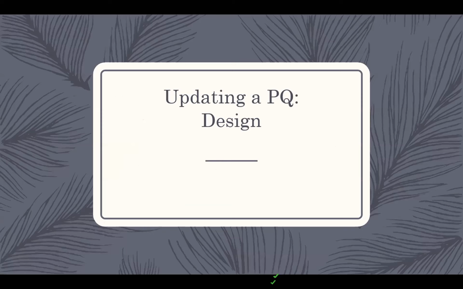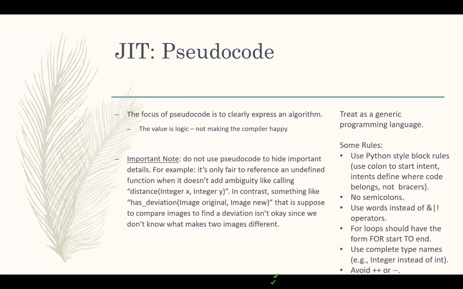Okay, so now on to the next part, which is updating a priority queue. So we need to do the actual design for this, the actual creation of the algorithm for this. So the first thing I want to talk about is actually not specific to the algorithm itself. It's just kind of algorithms in general, which is pseudocode.